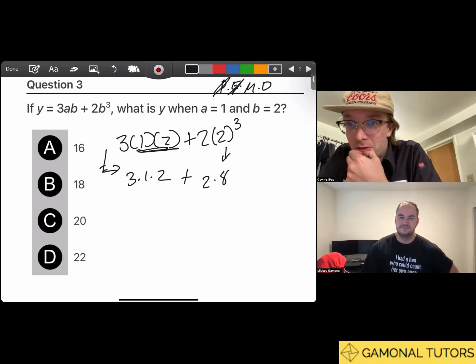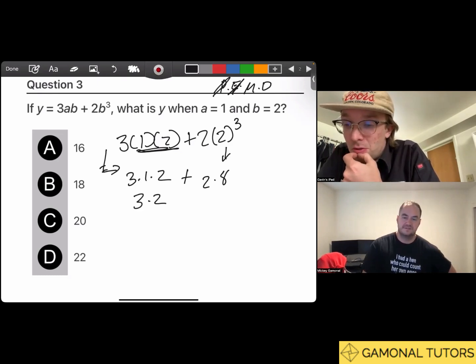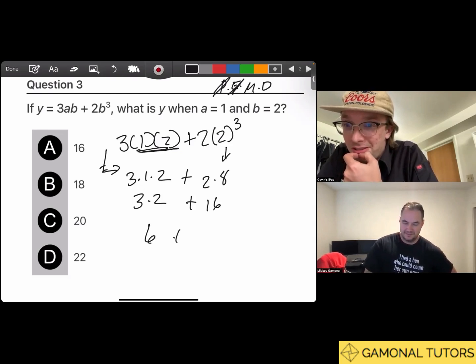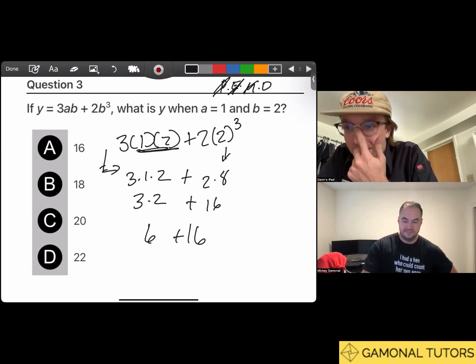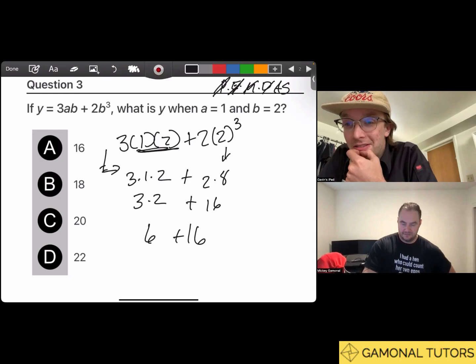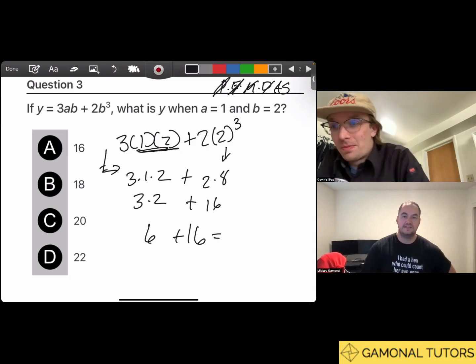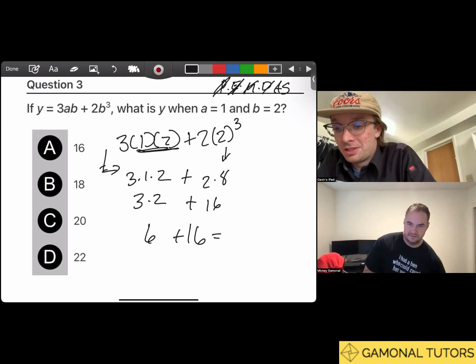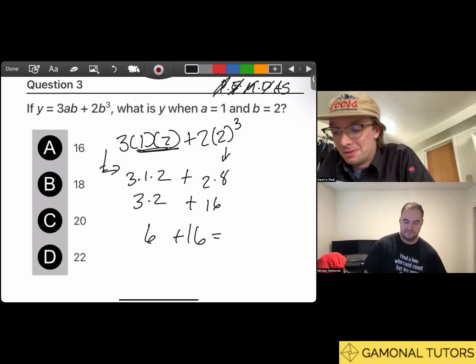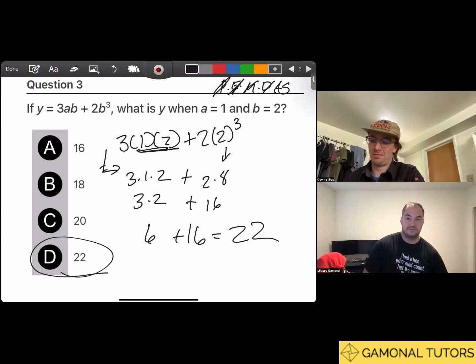So the 3 times 1 would be 3, then 2 times 8 would be 16. Very good. So I got over on this side. Then 3 times 2 would become 6. Very good. And now is there any more multiplication? No. Cool. Is there any division? No. How about addition and subtraction? Yes. Okay, go ahead and add it. So we'll add 6 plus 16, which becomes 22. Perfect. Cool. Any questions on this question?